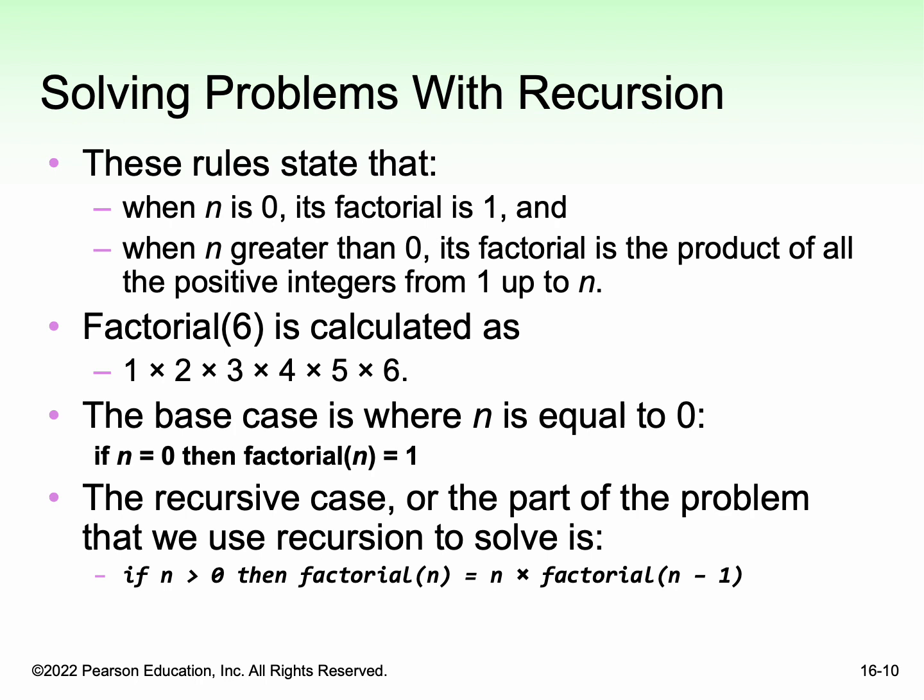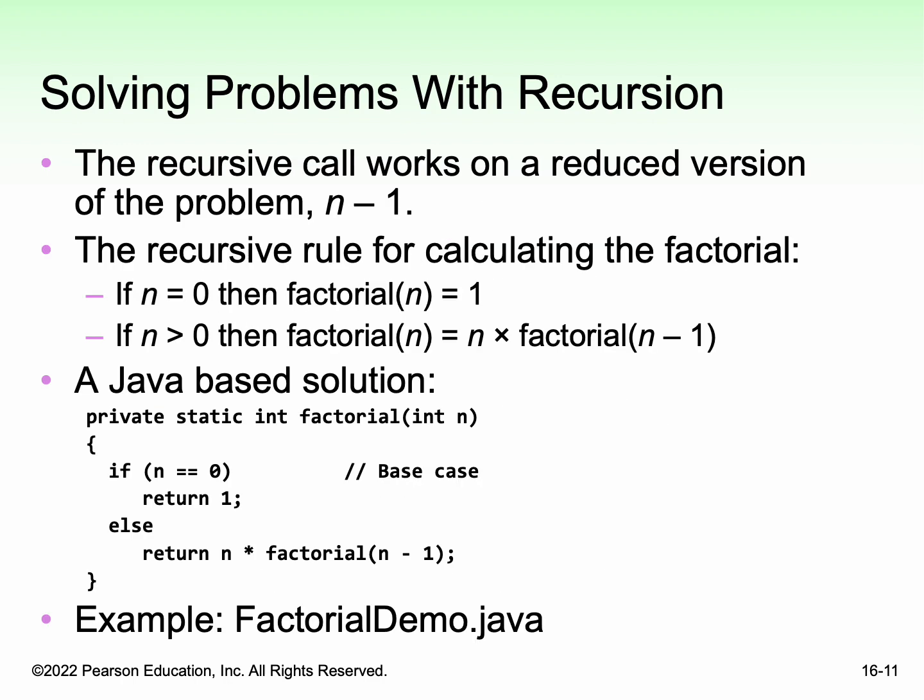And here we have an example of factorial of 6. Right here you can see that it is 1 multiplied by 2, by 3, by 4, by 5, and by 6. And then our base case is going to be where n is equal to 0, because we know that when it equals 0, then the factorial equals 1. With the help of recursion, we're going to try to get to that base case as quickly as possible. So the recursive call is going to work on a reduced version of your problem. Essentially it's just n minus 1.